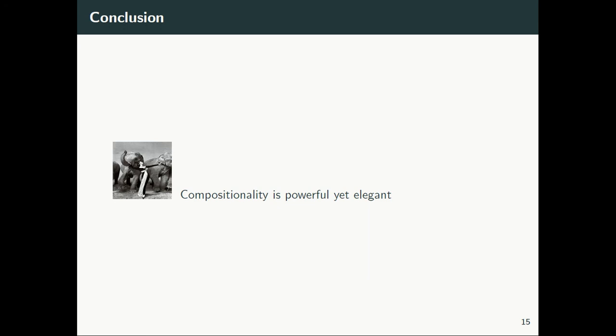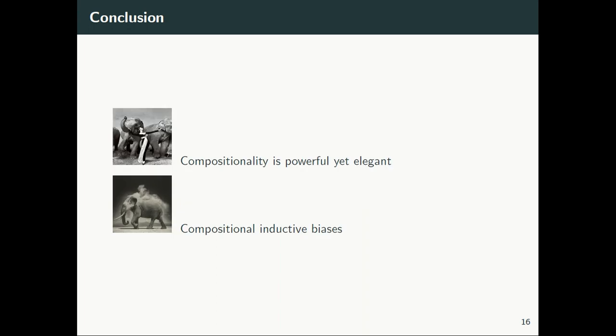In conclusion, we have found that the compositional approach towards structural learning is a powerful yet elegant way to explain how humans perceive and treat different functions. Our empirical data shows that they do so by exhibiting a compositional inductive bias over different structure.